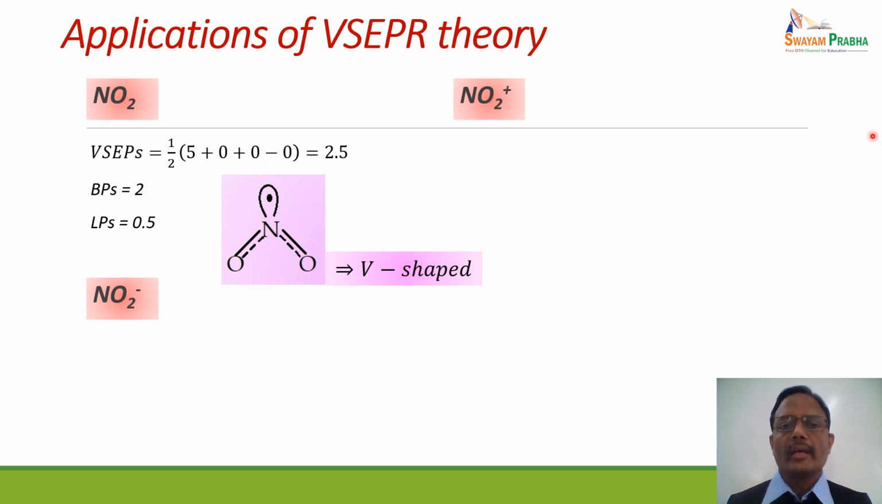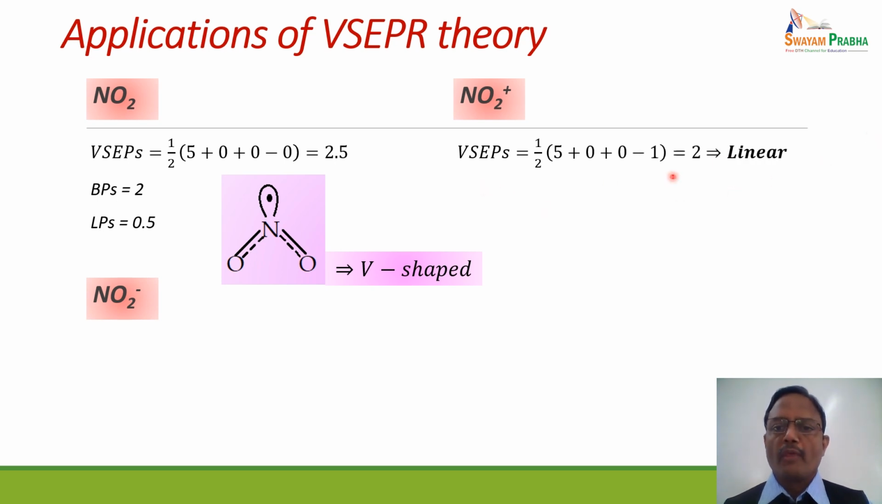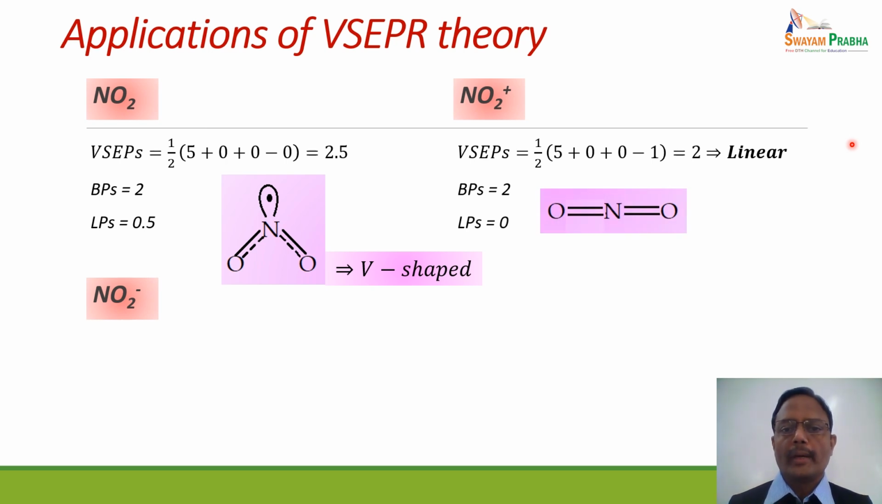Similarly, when we come to NO2 positive, that electron is lost and hence the number of valence shell electron pairs becomes 2. Because of this the structure becomes linear, with 2 bond pairs and no lone pair. The molecule is NO2 with a positive charge, and it is a linear molecule similar to carbon dioxide. We can see that it is isoelectronic with the carbon dioxide molecule. An important outcome of VSEPR theory is that isoelectronic molecules are isostructural too.